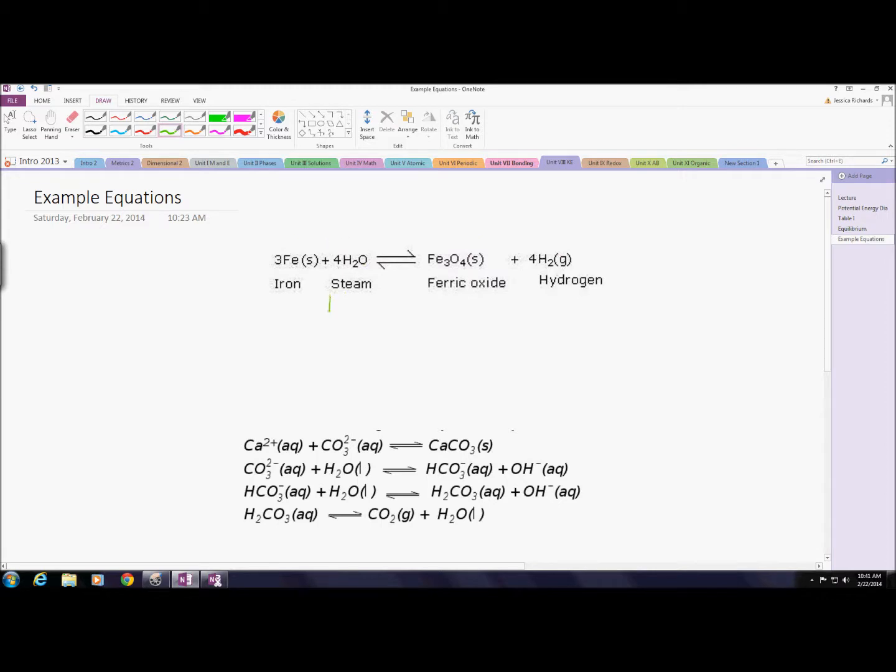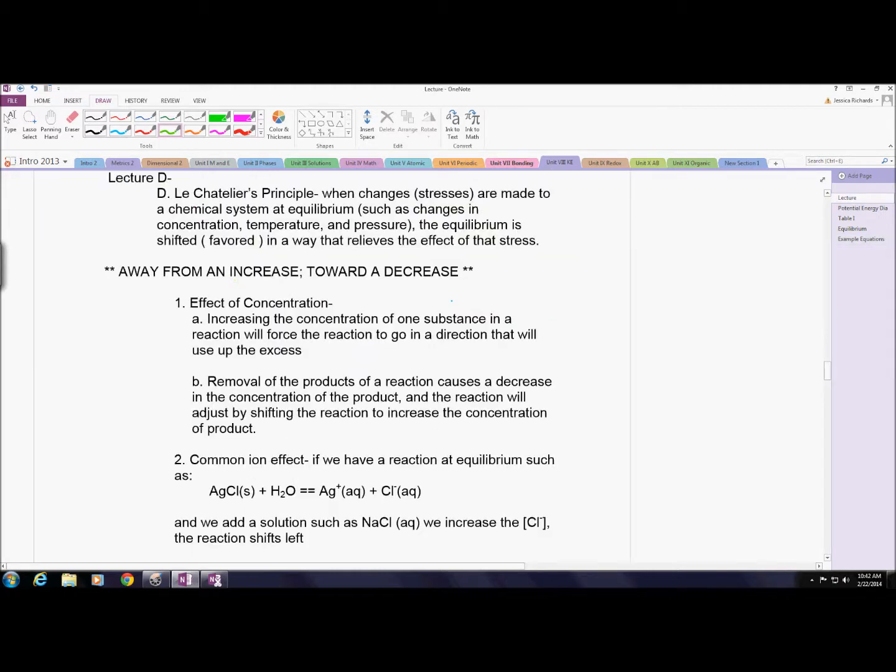If this is steam, we could remove our water by opening up the valve. So if we're removing the water, somehow letting this dry out, it's going to then shift towards what you're decreasing, and we say that it shifts to the left, which means there will be less of the ferric oxide and less of the hydrogen produced, and we will get more of the pure iron. Away from an increase towards a decrease, and you're all set on Le Chatelier's.